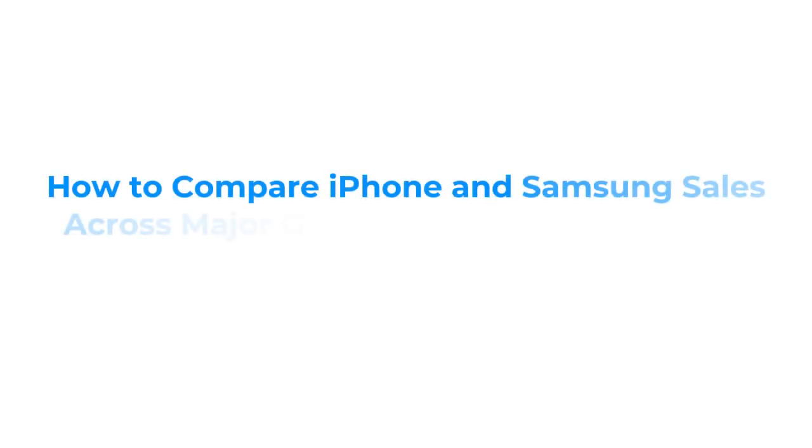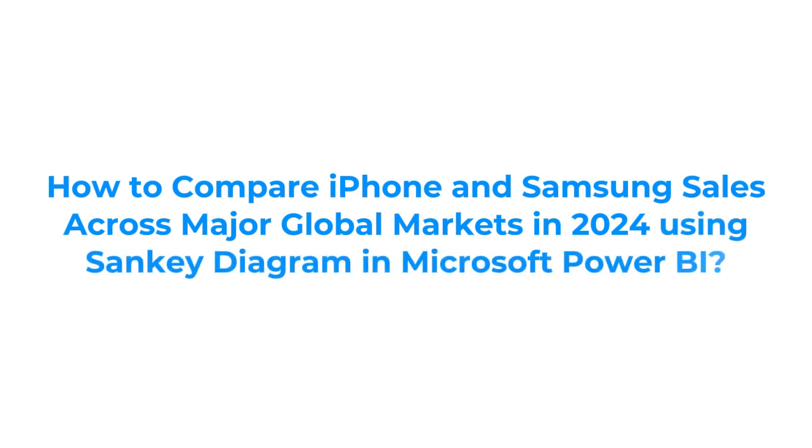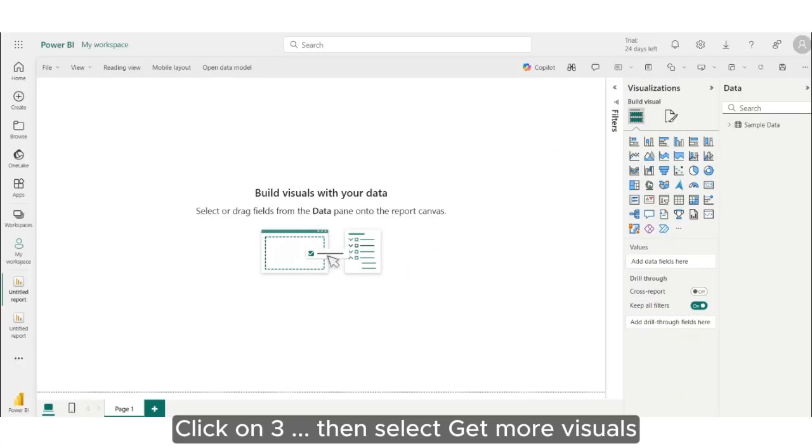How to compare iPhone and Samsung sales across major global markets in 2024 using Sankey Diagram in Microsoft Power BI. Click on 3 dots, then select Get More Visuals.